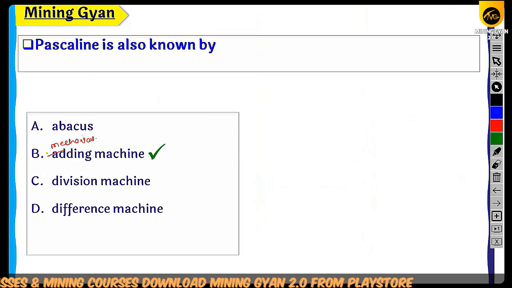Okay, the abacus is the first mechanical calculating device, or you can say that the abacus is also known as the mechanical calculating device, and the Pascaline is also known as the mechanical adding device or adding machine. Okay, so option B is the correct answer.